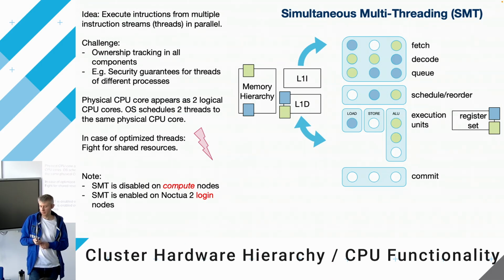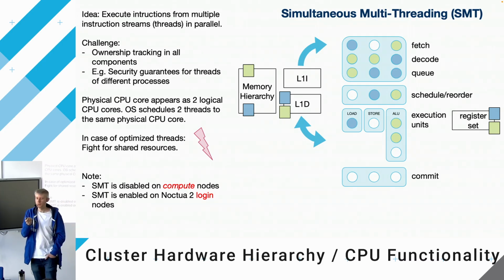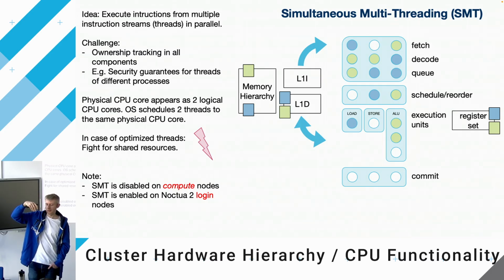So on HPC systems, this is disabled on compute nodes, because we assume that HPC programs are actually well optimized and make good use of the CPU resources here. Therefore, if you would activate it, the threads would actually compete for the resources of the CPU, and then it basically wouldn't help.